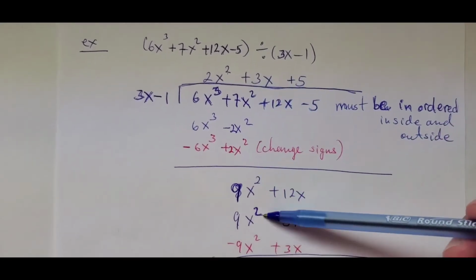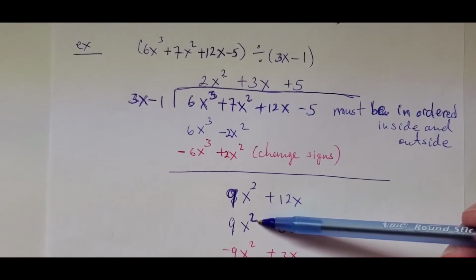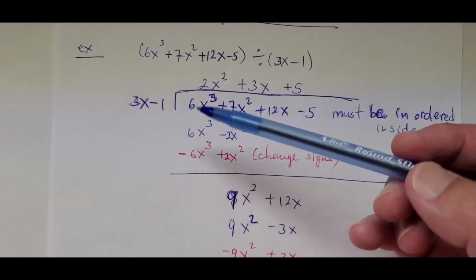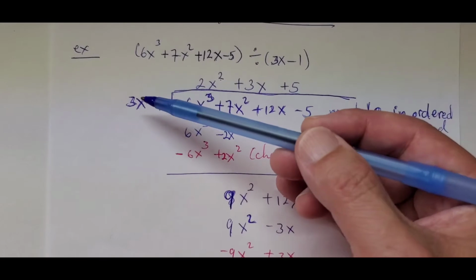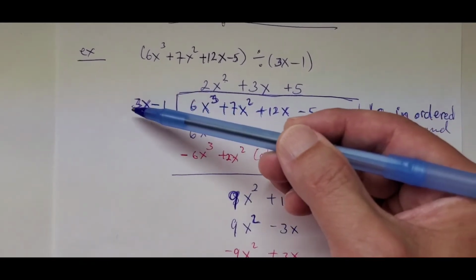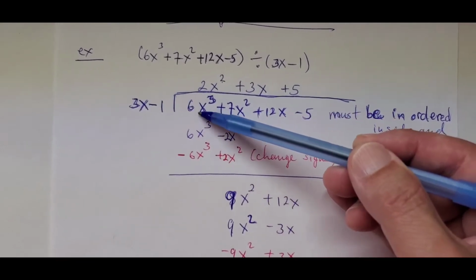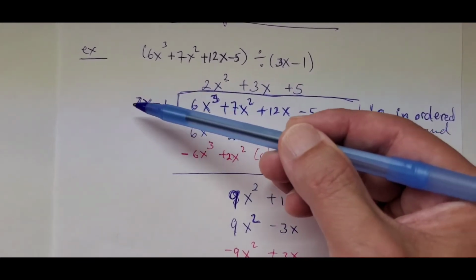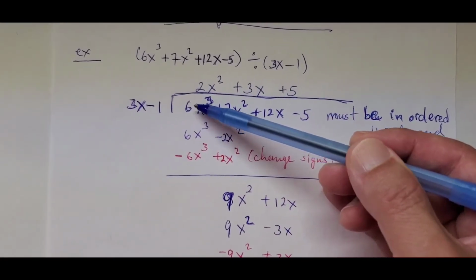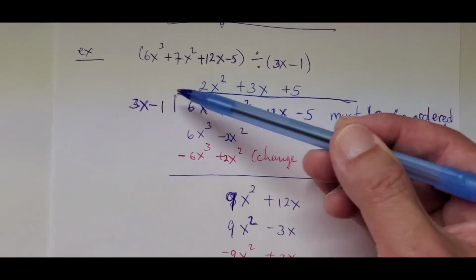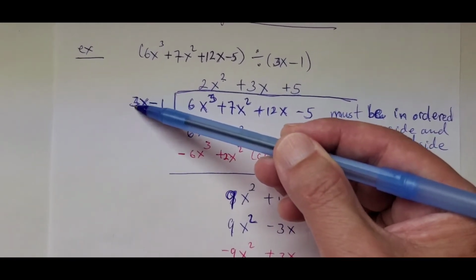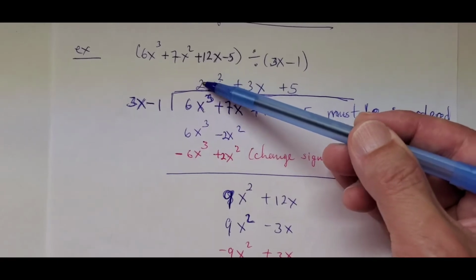Now, when you divide this, it is very similar to when you were in grade school. So here we go. 3 goes into 6 how many times? Of course it's 2, because 2 times 3 is 6.